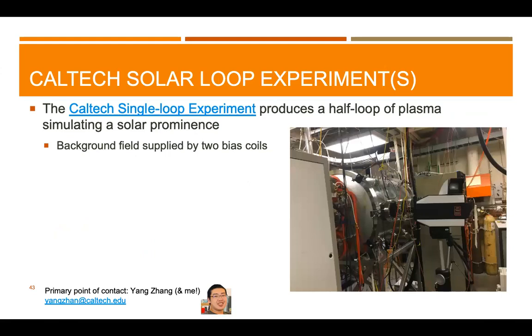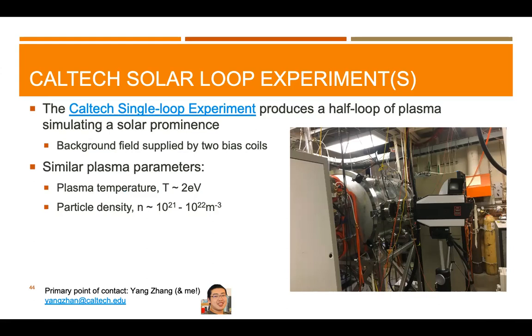There's still plenty of time, so I won't speed up too much, but I'll go a little faster. We also have a solar loop experiment. This is very similar. The triggering mechanisms, a lot of the underlying structure is the same. The one thing that's different is the electromagnetic topology. We have two bias coils instead of one, and we have different electrode configurations. This chamber is much smaller. Primary point of contact with this is my colleague Yang Zhang. You can get his email there and ask him questions about this system, and he is more than capable of answering. He's very smart. We get similar plasma parameters in the solar loop to the jet experiment.